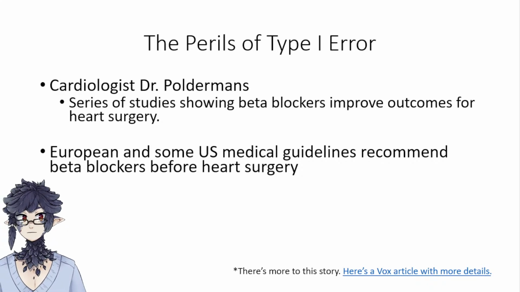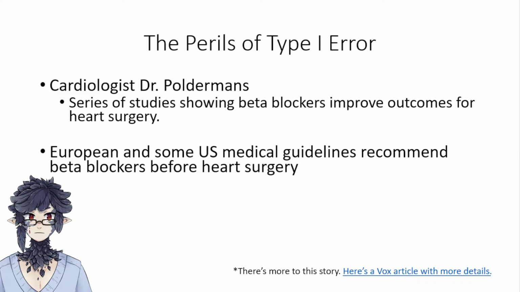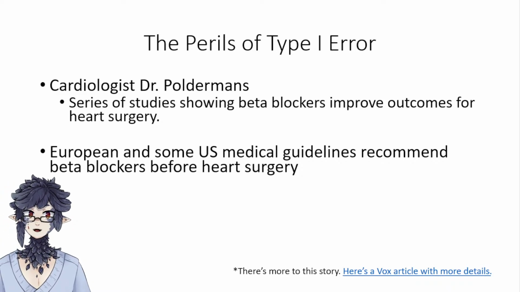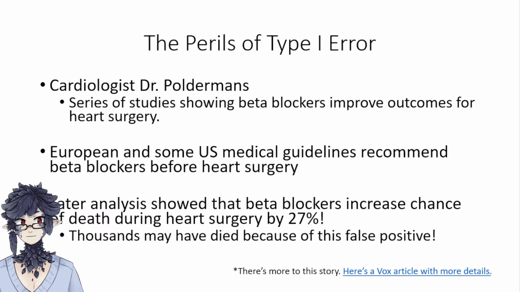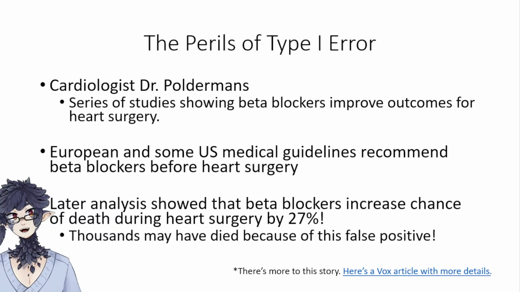It turns out this was a type 1 error. Beta blockers did not actually improve outcomes for heart surgery. And in fact, if you did it as a two-tailed test instead of a one-tailed test, beta blockers actually increased the outcome of death and fatality during heart surgery. It actually did the opposite.